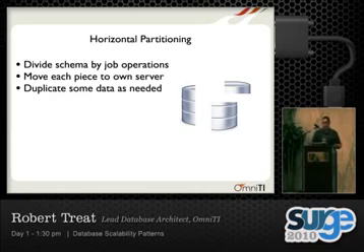So when I look at horizontal partitioning, we're going to take our schema, and I'm coming from the traditional relational database idea that we have a bunch of tables, right? We throw a lot of data in there. So we're going to take that schema and divide it up by job operation, right? We'll move each piece out into its own server. And we'll duplicate some of the data that we need to duplicate, right?